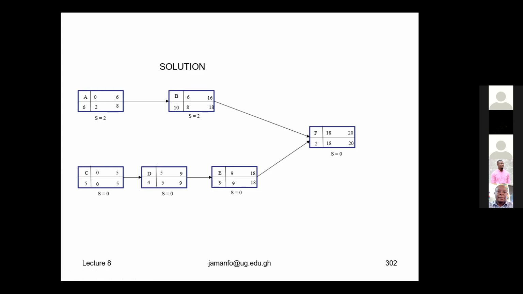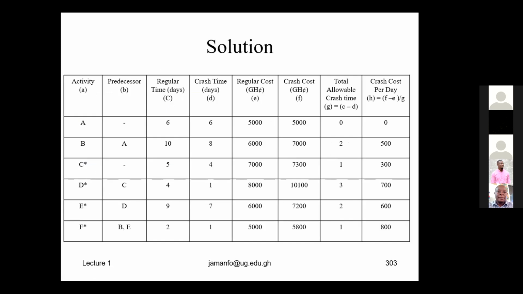Moving away a little from this. From what we just saw from the table, the least costly per day to crash is IMC, which is 300 cedis. But the allowable time for that is only 1 day. And looking at the network we just drew, we have 20 days to complete the project, but they need us to complete in 18 days, meaning we have to crash 2 days.